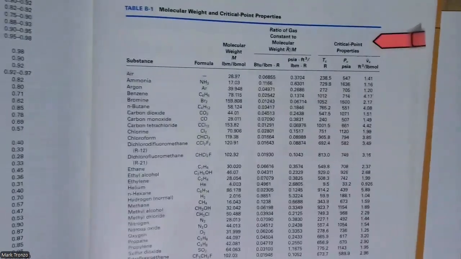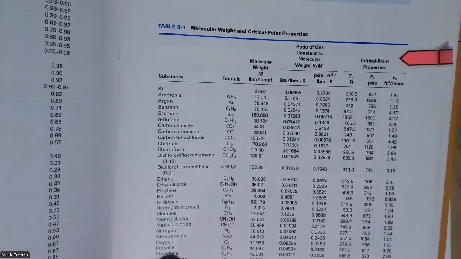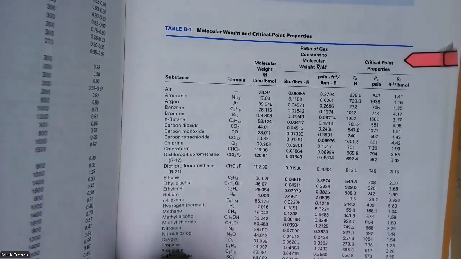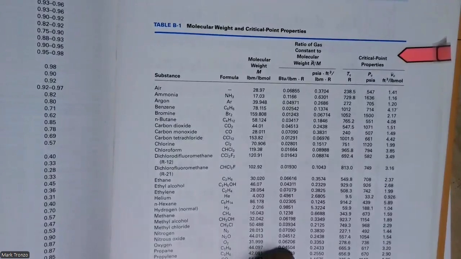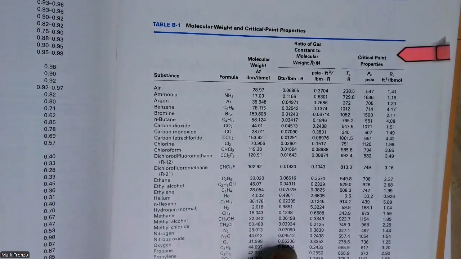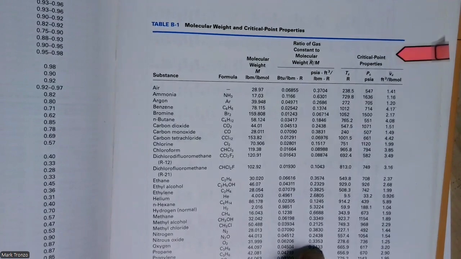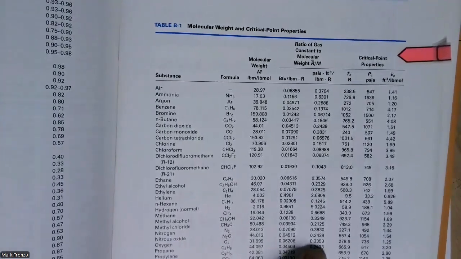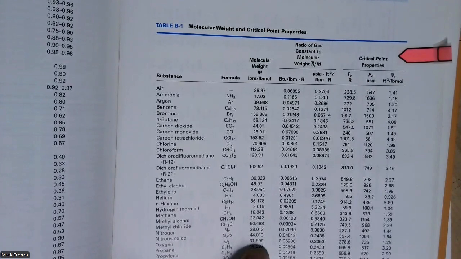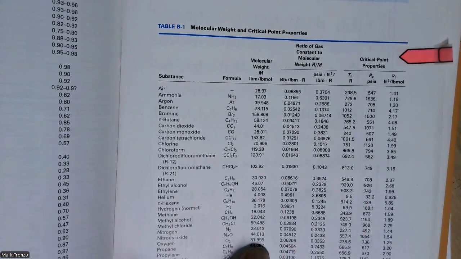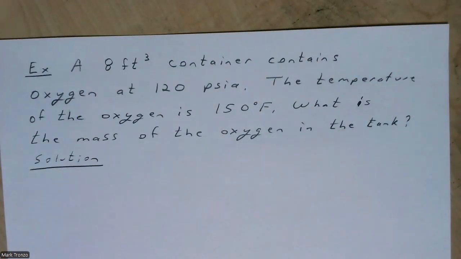So once again, we can look up our values in a table. In my book, Kaminsky and Jensen, it's table B1. Again, it has the value we need right here. We don't even have to calculate it, but this time I'm going to calculate just to show you. So let's say we had just the molecular weight here, which is 31.999 pounds per pound mole.